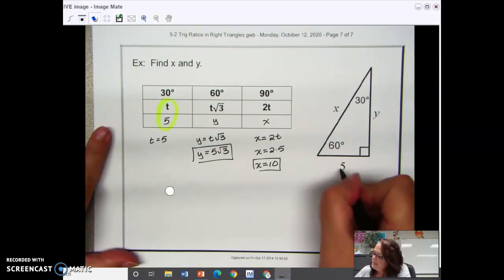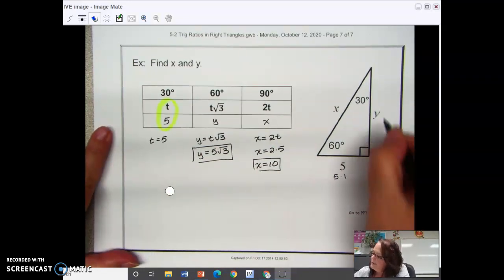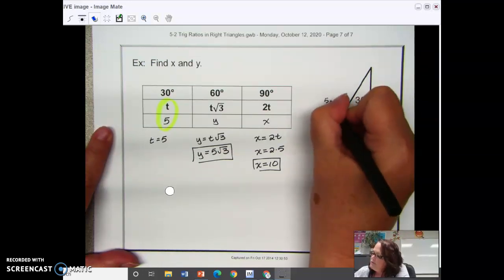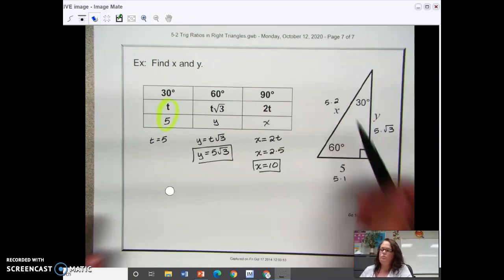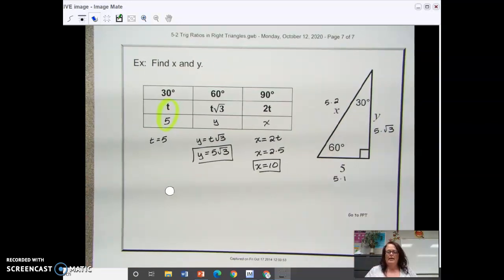So notice this side is 5 times 1. This side is 5 times root 3, and this side is 5 times 2, because my originals were 1, root 3, and 2, and I'm 5 times bigger than the original triangle.